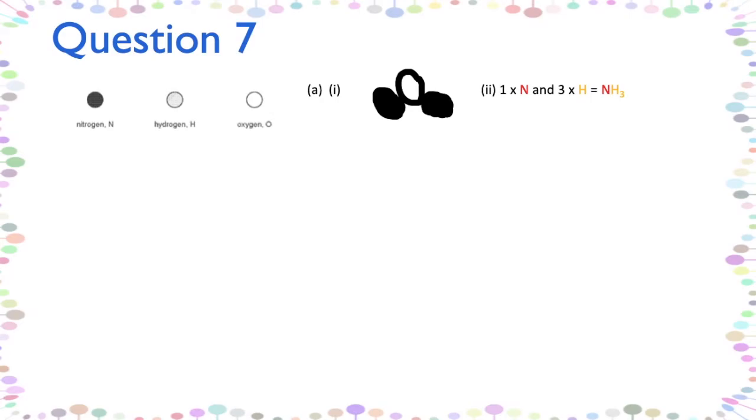Therefore for II, we need to use the key to give the chemical formula for the molecule. And from the picture you can see there's 1 black dot, and this is surrounded by 3 white dots, 3 greyish dots. Therefore this has to be NH3.